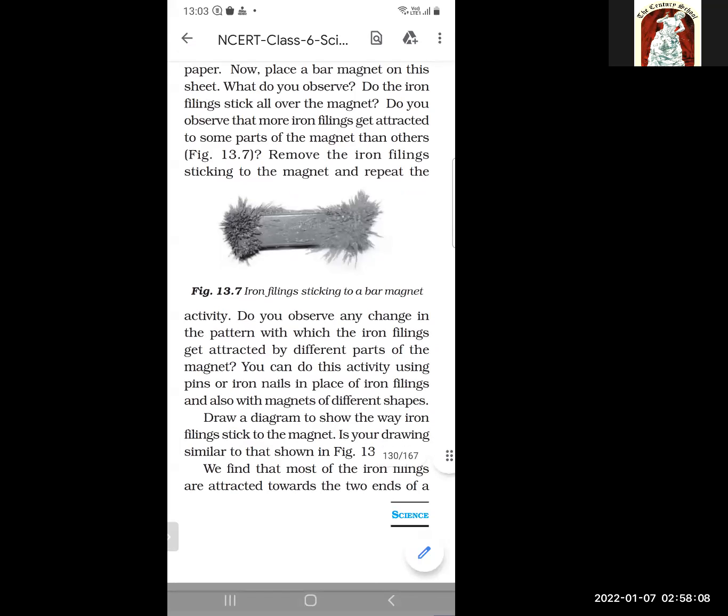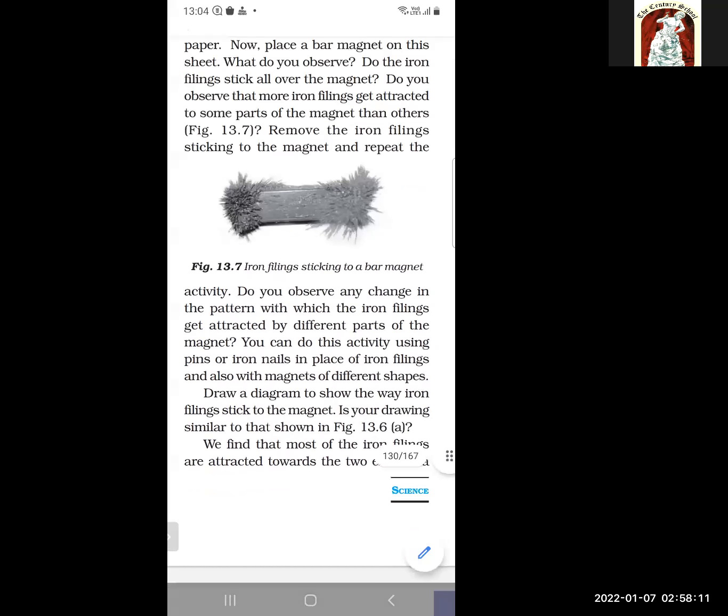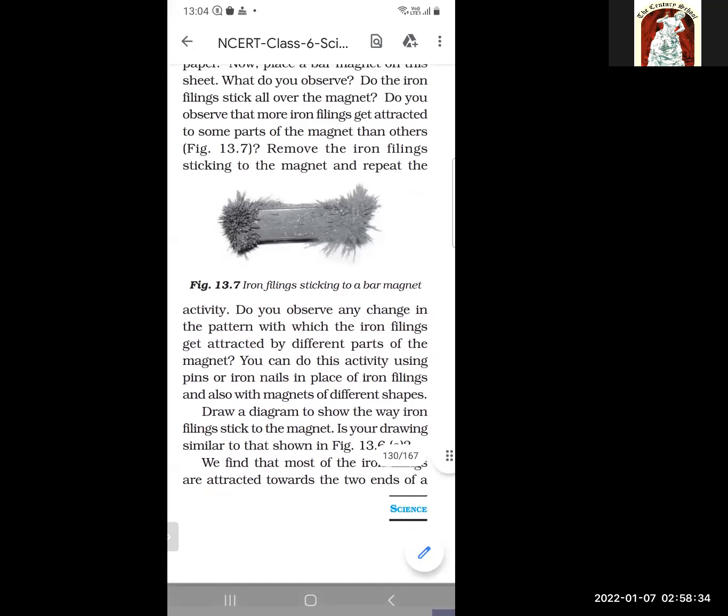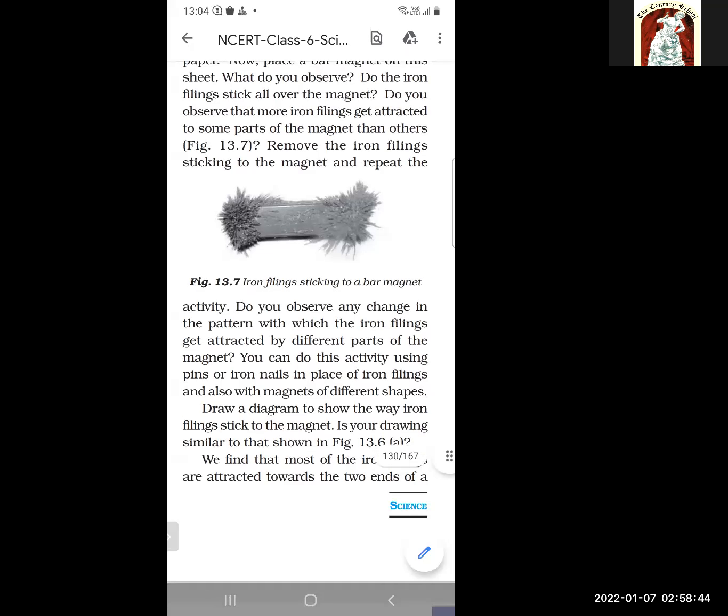You can do this activity using pins or iron nails in place of iron filings. If iron filings are not available, we can use iron nails. So we can also do this activity at home. Take a bar magnet and some iron nails and put this magnet over the iron nails. Then the iron nails will stick to the ends, and these ends are called the poles of the magnet.